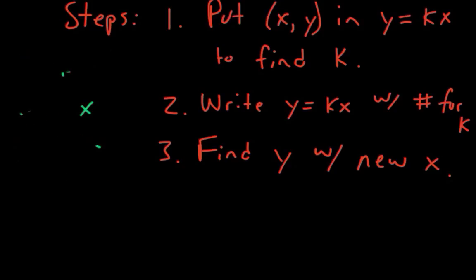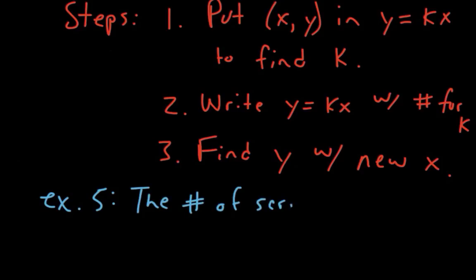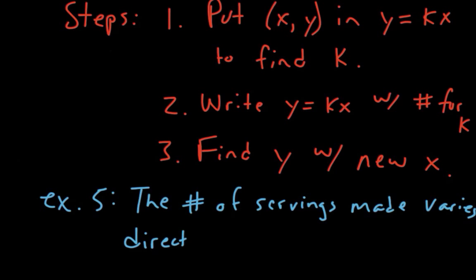But let's write out a story problem so we can actually go through and do the steps. So I'll say example 5, I think we're up to. I'm going to say the number of servings. Bad example, just before lunch, I suppose. But the number of servings made, directly. Oh, no, it's not right before lunch, is it? I'm so sorry about that. I'm so used to you guys being right before lunch.